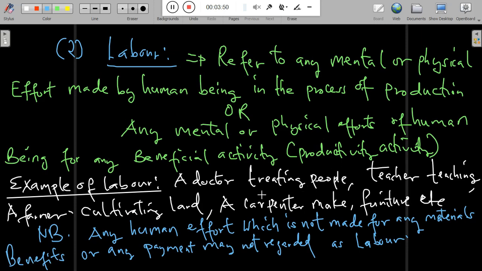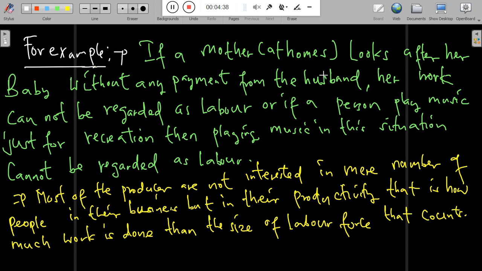Let's talk about labor. Labor refers to any mental or physical effort made by human beings in the process of production, or any mental or physical effort for beneficial or productive activities. Examples of labor: a doctor treating people, a teacher teaching, a farmer cultivating land, a carpenter making furniture. If a mother at home looks after her baby without any payment, her work cannot be regarded as labor. Or if a person plays music just for recreation, that cannot be regarded as labor.